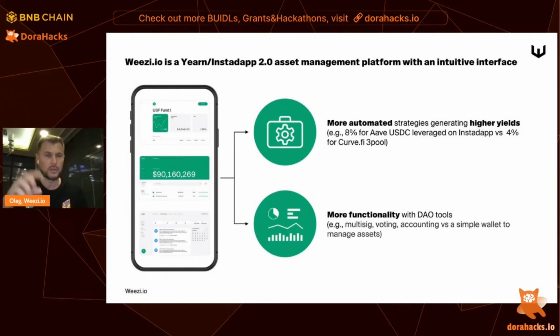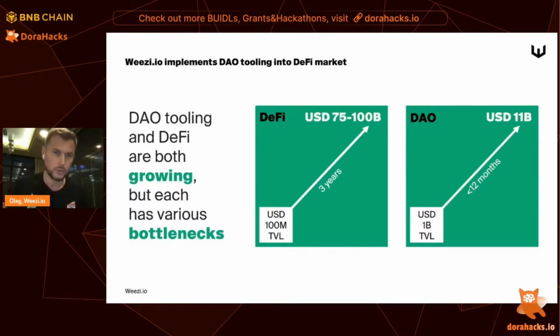So those strategies, they become more and more complex. On the other hand, you have more functionality with DAO tools like multi-sig voting, accounting, and some other features that you cannot get at the moment anywhere in the space. So as we all know, both DAO tooling and DeFi ecosystems have grown very drastically over the last years. DeFi has grown to a range of 75 to 100 billion dollars over the 3 years, and the DAO ecosystem actually 10x over the last 12 months to about 11 billion in TVL, and is continuing to grow.